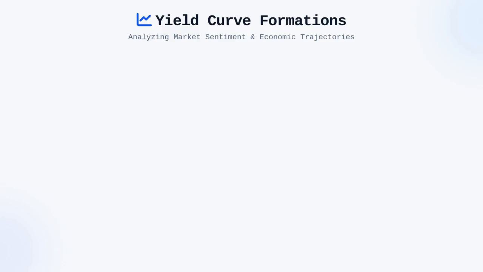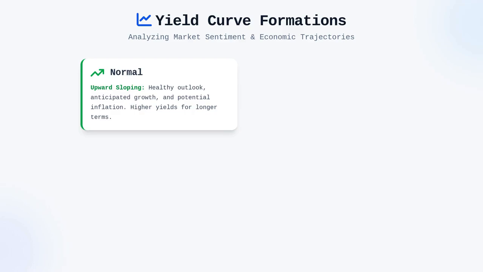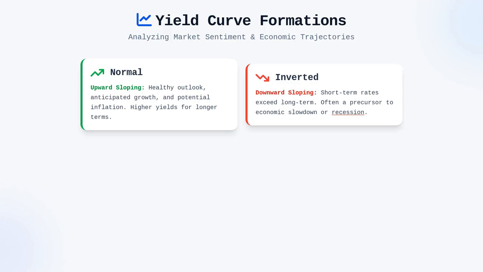When we analyze the shapes of yield curves, we primarily focus on four formations: normal, inverted, flat, and humped. A normal, upward-sloping curve indicates a healthy economic outlook where investors anticipate growth and potential inflation, requiring higher yields for longer-term commitments. Conversely, an inverted yield curve, where short-term rates exceed long-term ones, is often interpreted as a precursor to an economic slowdown or recession.